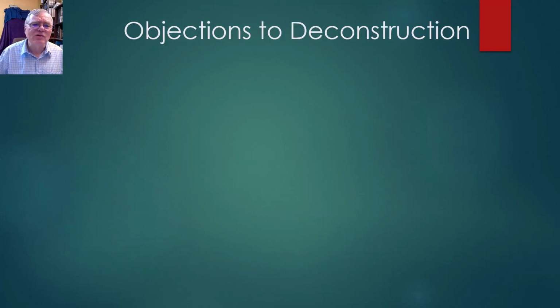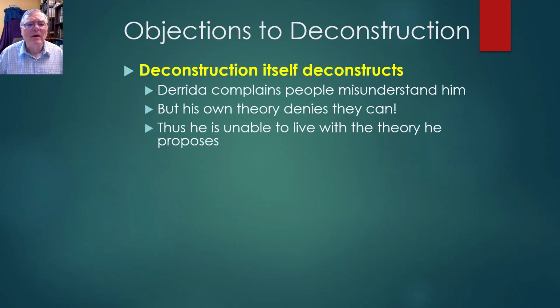Now, there are some objections to this approach, obviously. Deconstructionism itself deconstructs. Derrida complained often that people misunderstood him. But if his own theory were true, of course they misunderstand him, because nobody can really understand what a text means. You can only say what it means to you. And thus, he was unable to live with his own theory, which he proposed.